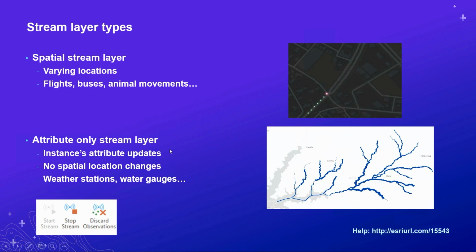So basically, you will not see any geographic movement or location changing showing up on the map if you have an attribute-only StreamLayer. For example, you can have weather station data or river flow speed data. For both types of StreamLayer, we have streaming controls in Pro, as you can see from this screenshot, that you can use to control streaming. So basically, you can stop streaming, resume and start streaming, and discard all your features of the StreamLayer.